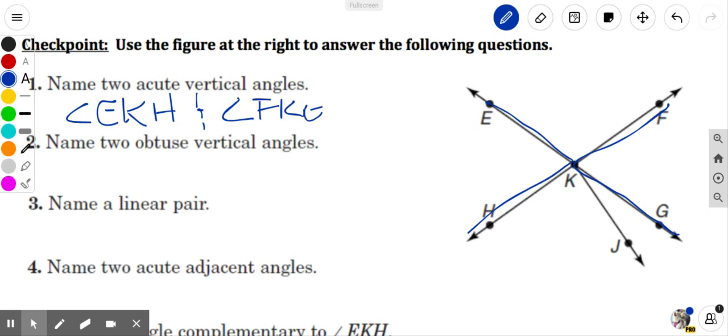Notice my notation. I have angle symbols, capital letters, super important. Name two obtuse vertical angles. So obtuse vertical angles, bigger than 90, that would be like angle EKF.